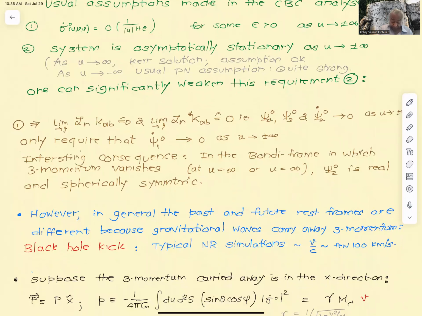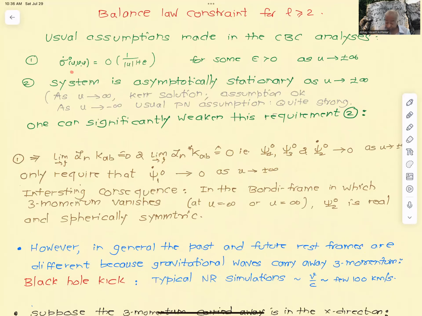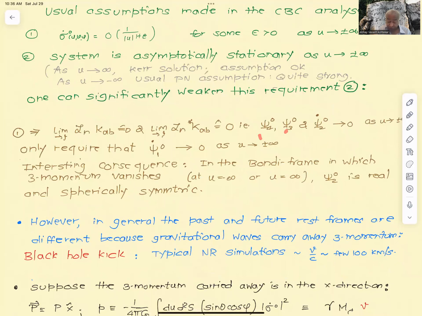Namely, we keep this assumption because we know that the total energy and angular momentum radiated away is finite. And then what this assumption says is really that the Lie derivative of KAB is equal to 0. And also the same thing with star KAB. That is to say, it tells us that psi4 and psi3 are dying. That's not very surprising because news is dying. So psi4 and psi3 are going to 0 at the two ends. And psi2 dot is also going to 0 at two ends. So this is the information that I get by just assuming that the news is dying.